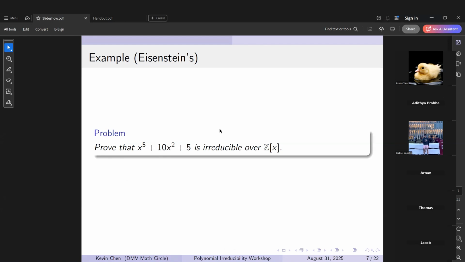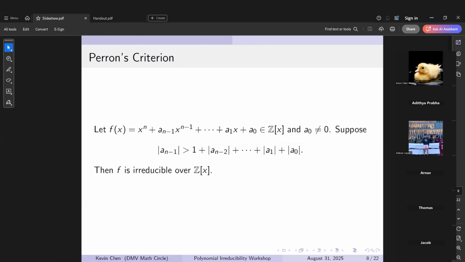All right, so we're going to move on to the next criterion, which is Perron's criterion. Eisenstein's is probably the most famous by far, but Perron's is also quite famous. So if you have the polynomial f of x, note that this time the leading coefficient of f of x is 1, because we have a 1 instead of an AN this time. And we also have a0 is not equal to 0. Suppose that the absolute value of an minus 1 is greater than the sum of the absolute values of all the other coefficients, then f is irreducible over Z.